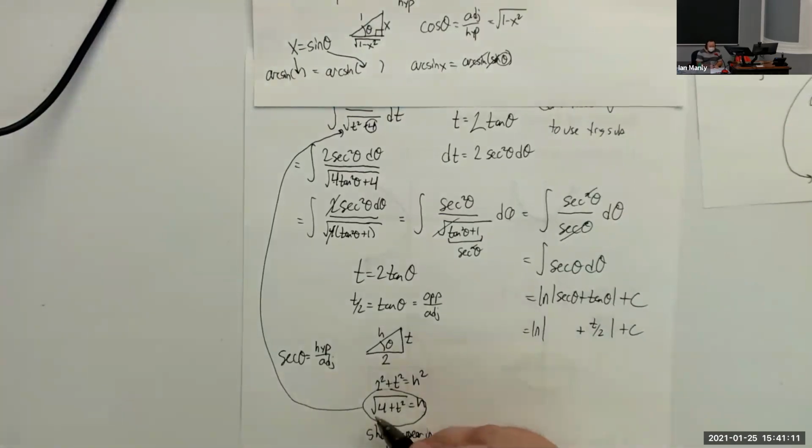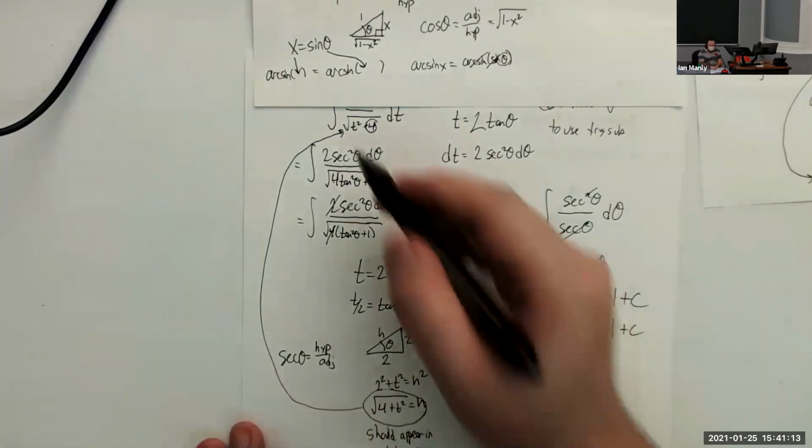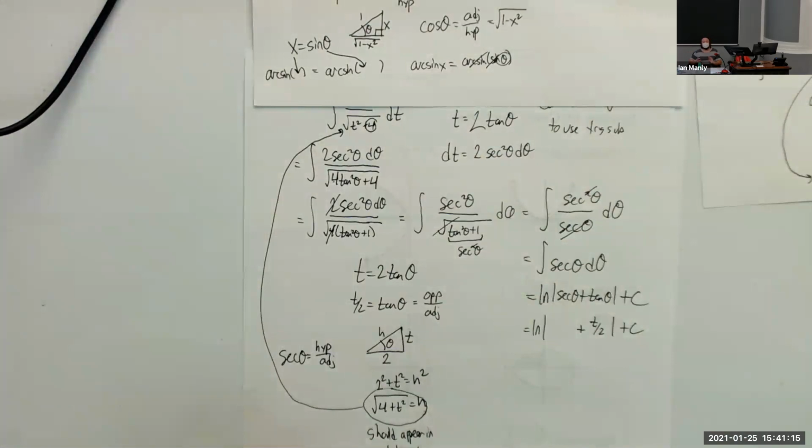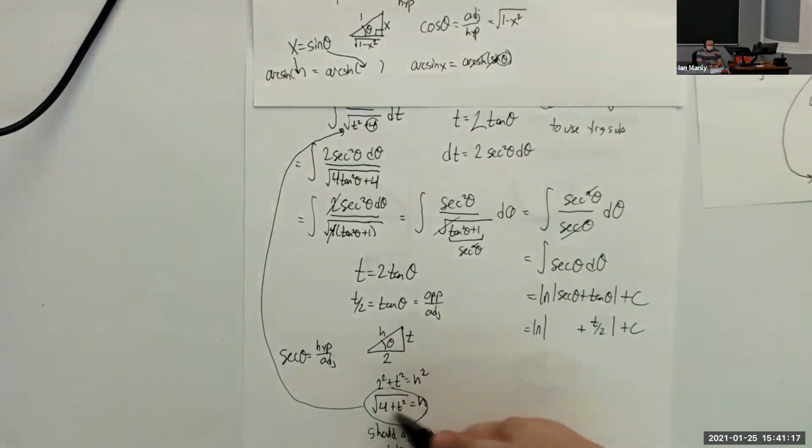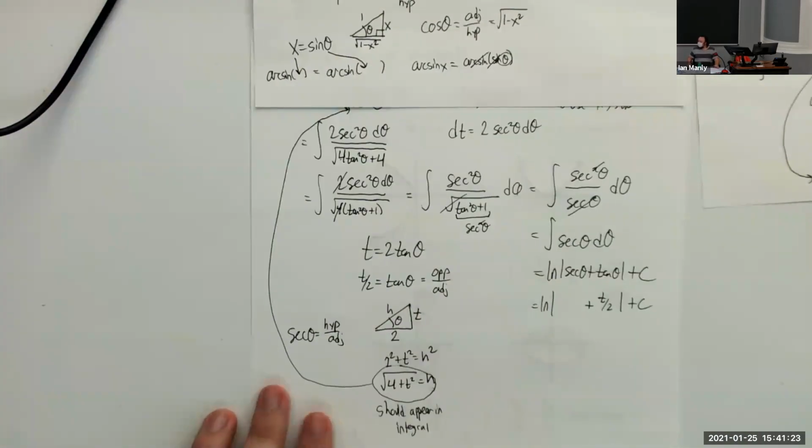All right, and by the way, the square root doesn't need to be there. So if the square root's missing and that's the only thing different, that's okay. But if the 4 or the t squared, for example, are different, then you probably made some kind of mistake. It should appear in the integral.